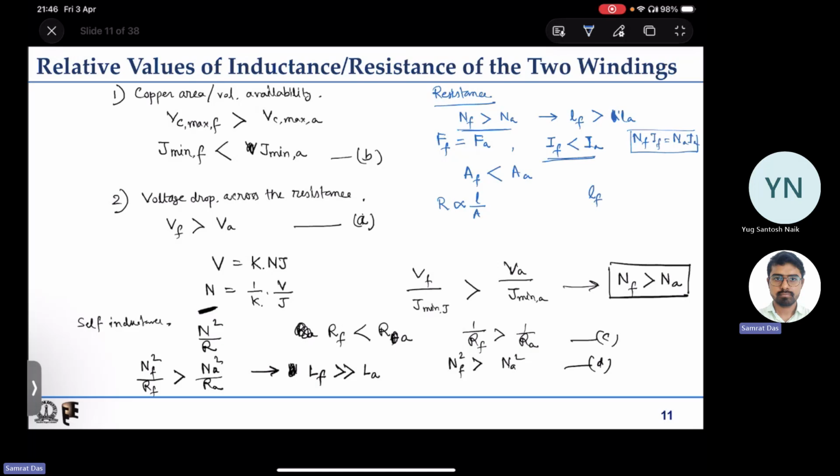So LF is greater than LA and RF is lower than RA. So 1 by RF is greater than 1 by RA. Again, let us say this becomes our equation E, this becomes our equation F. Multiply equation E and F, we can clearly see that the field winding resistance is very high compared to the armature winding resistance. So this concludes our discussion on the relative values of inductance and resistance of the two windings.